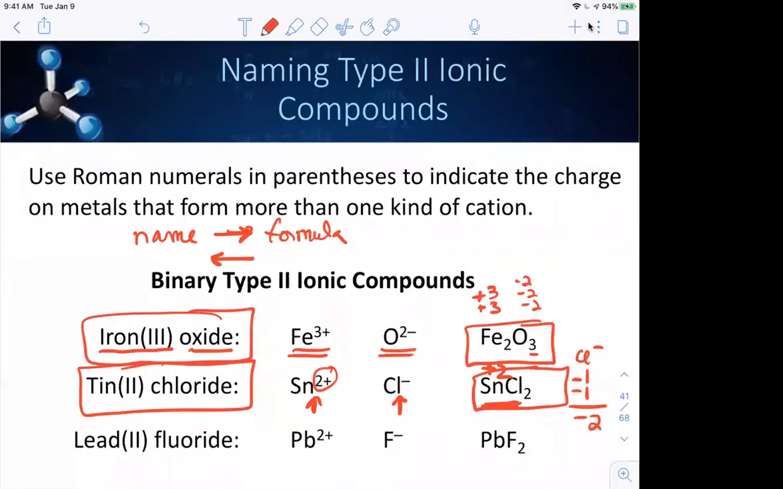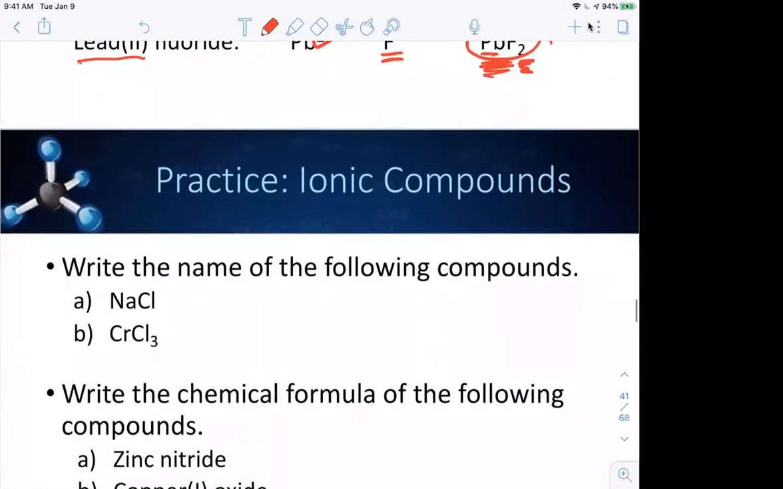Here's lead(II) fluoride. I need 2 fluorines to balance out that 1 lead. So if I give you lead(II) fluoride, you're going to recognize I have a lead 2+ ion. Fluoride is always F-. To put it together, I get the formula of PbF2. But if I wanted to name this, you're going to use the fact that fluorine is a -1 to determine that lead is a +2. You're going to use the name of the variable lead ion, which is lead, parenthesis, Roman numeral 2, close parenthesis, followed by the anion. So again, you need to go both ways.